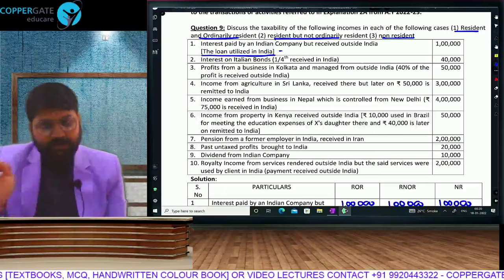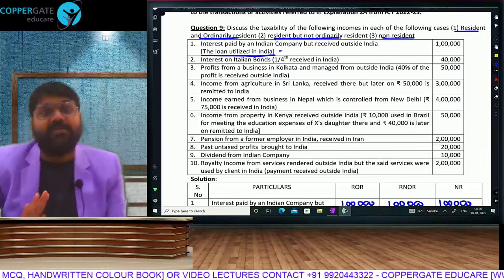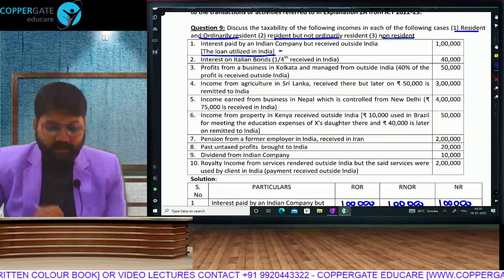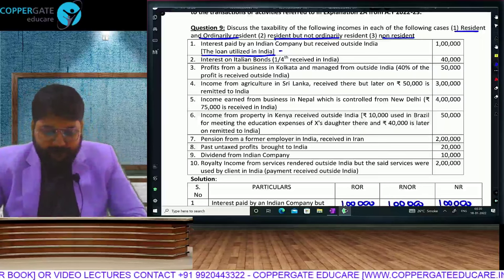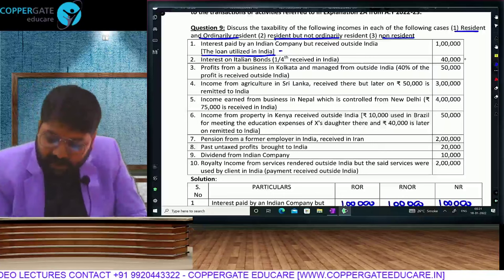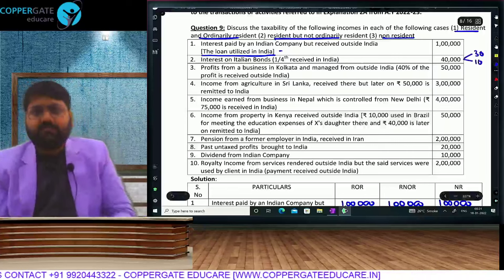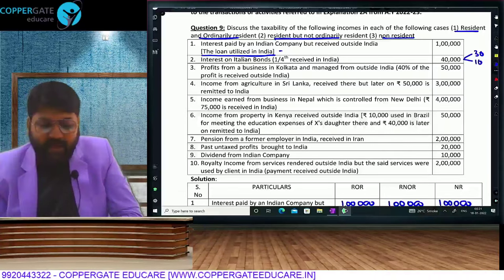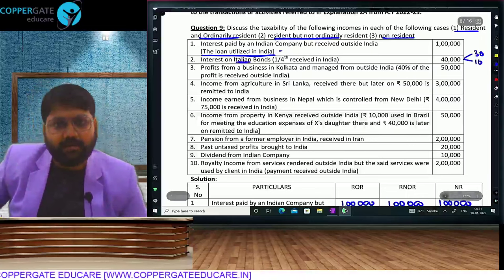As of now, everybody in class is clear about that 1 lakh being taxable in all the three columns because it is Indian income, income deemed to accrue or arise in India. Very good. Second income. Interest on Indian bonds, part received in India. Can I say I can divide this income into 30,000 and 10,000? 10,000 is received in India and obviously the other 30,000 must have been received in Italy.